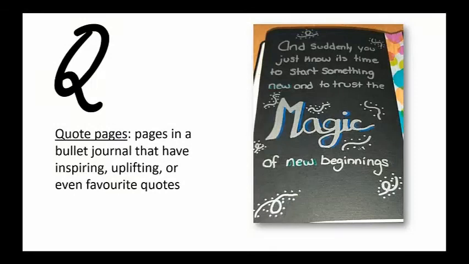From here, we go to Q. And for Q, we have our quotes page. A quote page is a page in a bullet journal that has an inspiring, uplifting, or maybe a favorite quote. Often these have an artistic element to them, such as hand lettering, but it's personal choice. Here's an example of one I have. It's nothing super crazy, but I've tried to have a little bit of color and some squiggles and dots just to make it a little bit special.